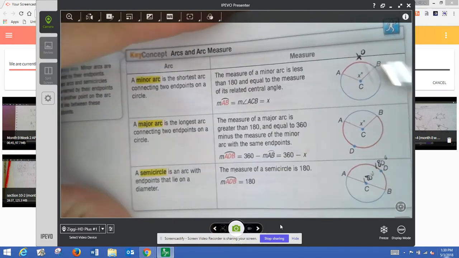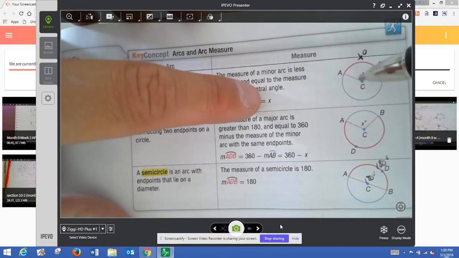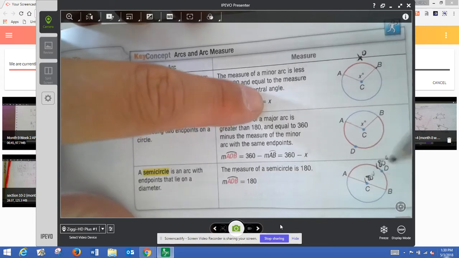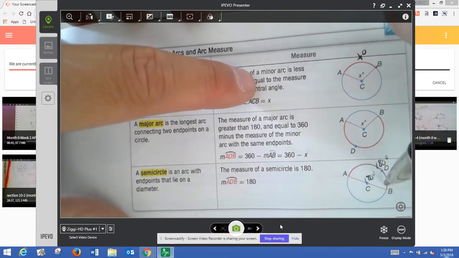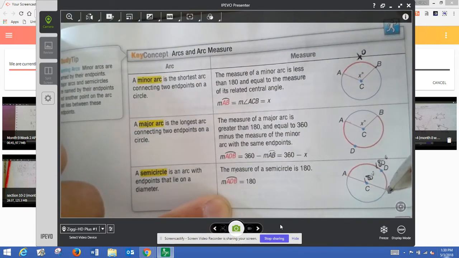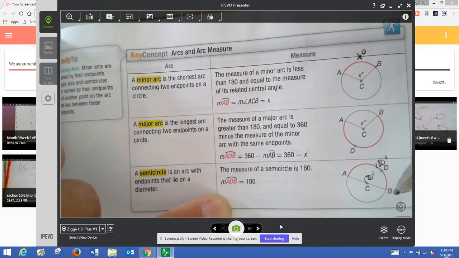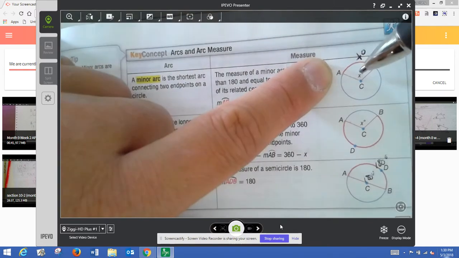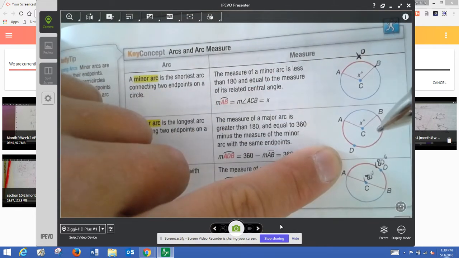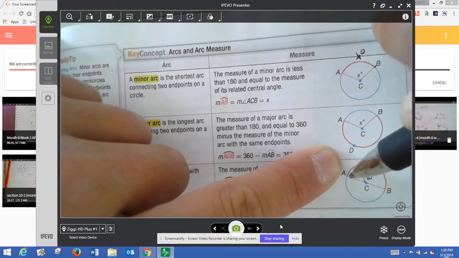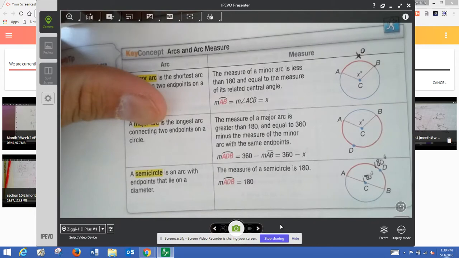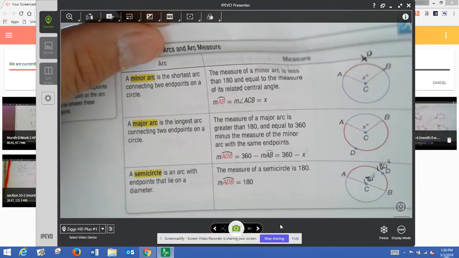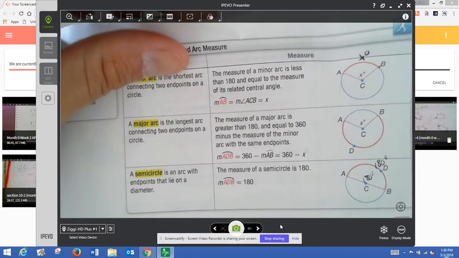If you're exactly 180 degrees, a straight line and an arc, you are a semicircle, because you're half the circle. If you're anything less than that, you are a minor arc. If you're anything more than 180 degrees, meaning you're way past these two points here, you're a major arc, right? So let's see. And one more thing.